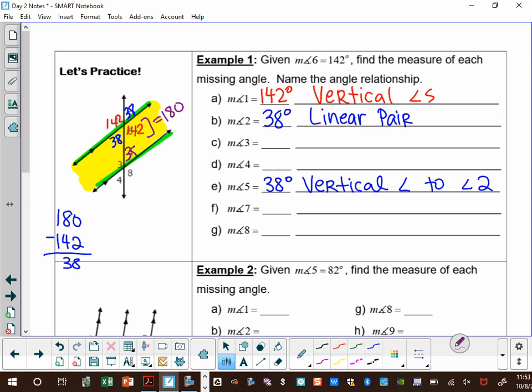So if you guys realize, you can also have different relationships. Your numbers should be the same, but your relationships can be different, because I could have said angles 5 and 7 were corresponding. But we're going to use our consecutive interior. So we're going to say consecutive interior angles. Guys, make sure you're writing in the right angles.